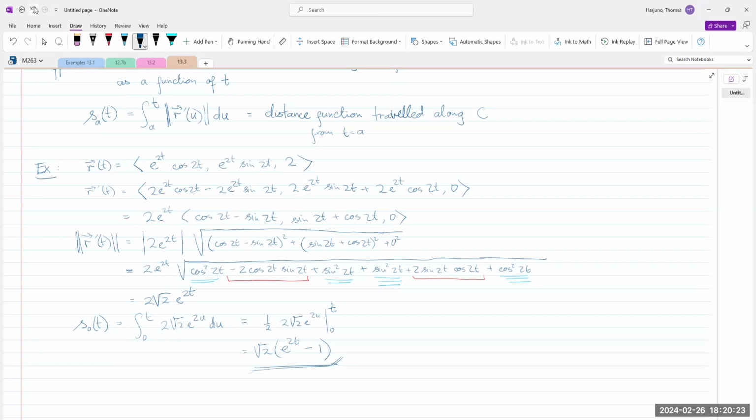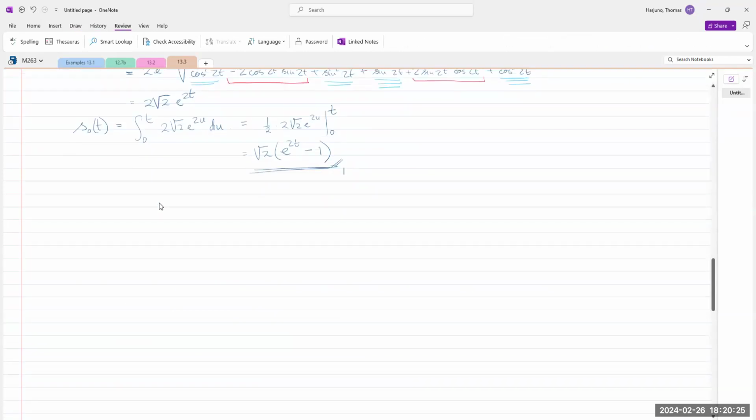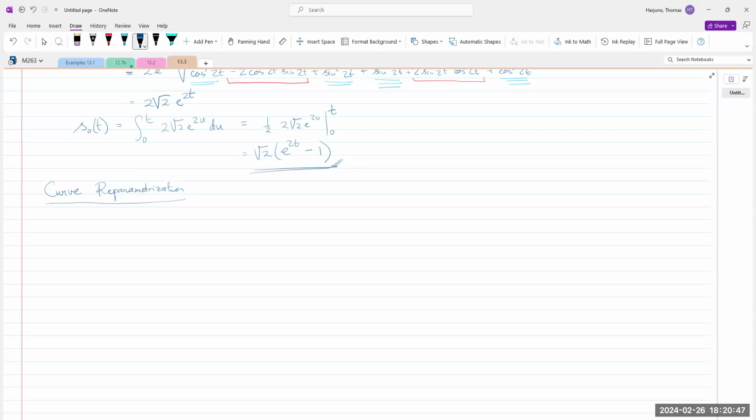Okay. Now, curve reparameterization. This concept is a bit harder to understand. Let's try. The way we learned it earlier is we have a curve. Maybe it looks like this. Let's say this is curve C defined by r(t).